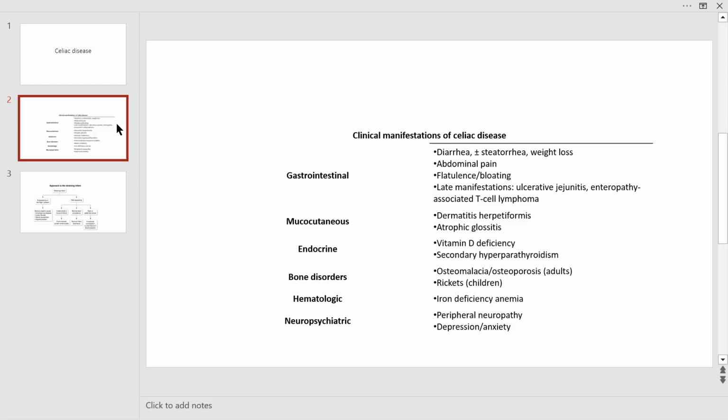And the treatment is to avoid the triggering thing, gluten. You have to avoid a diet where there is presence of gluten.